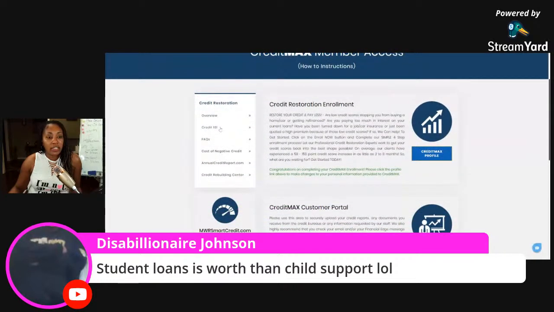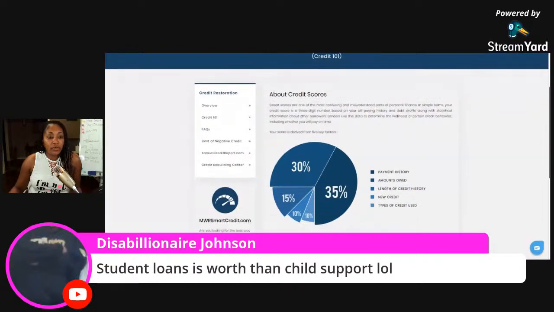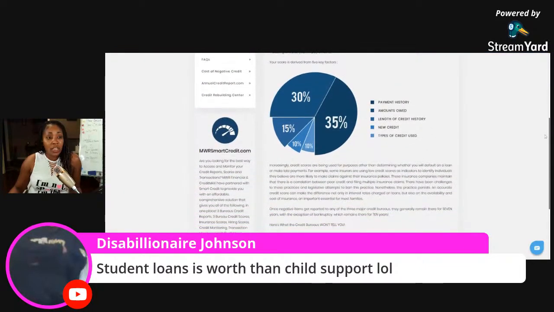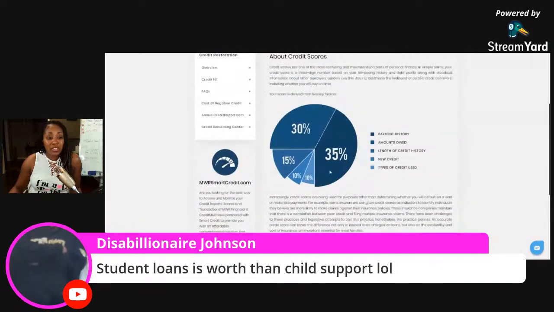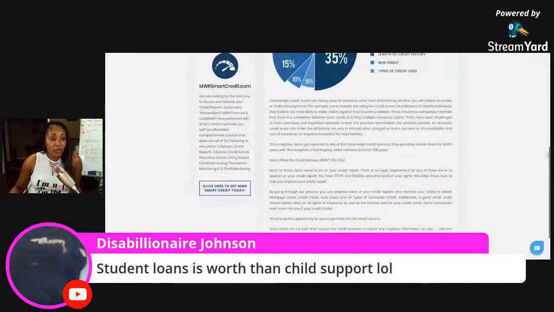Under the credit max, it has a credit education 101. It gives you an education about credit scores, how your score is derived from the 5 key factors. Notice that your payment history is 35% of your credit score. 35%, people. So those late payments really, really hurt when you don't pay on time.